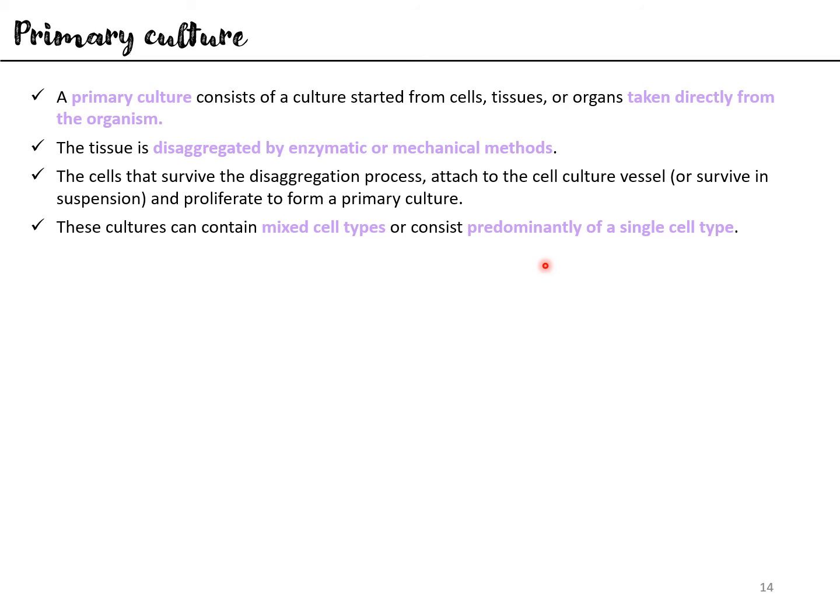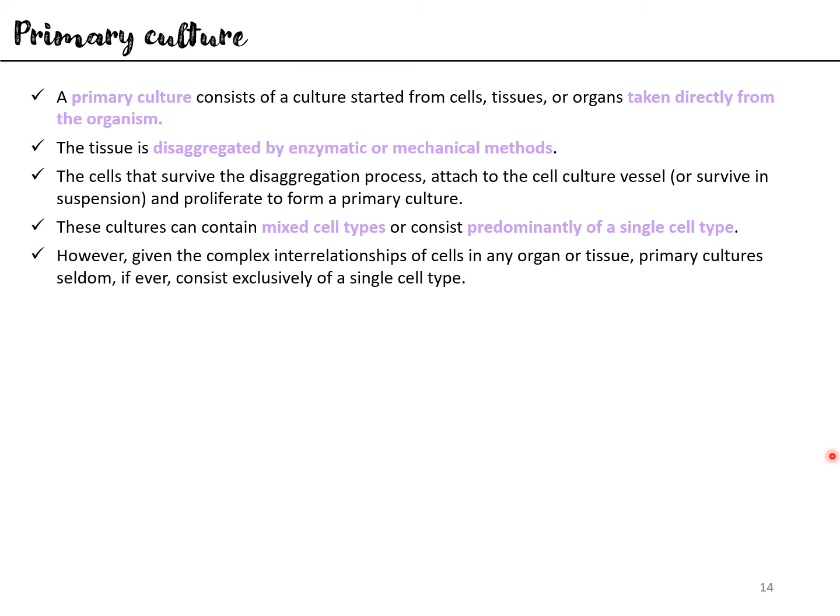Now, these cultures can contain mixed cell types because it is quite natural that when you're isolating cells or tissues from a whole organism, it will be difficult to isolate a single cell type. So what you will be isolating is a mixed population of different cell types, or it might consist predominantly of a single cell type. But in this scenario also there are some other cell types, maybe much fewer in number compared to your predominant cell type. However, given the complex interrelationships of cells in any organ or tissue, primary cultures seldom, if ever, will consist exclusively of a single cell type.